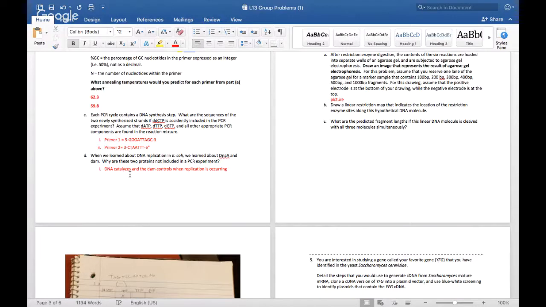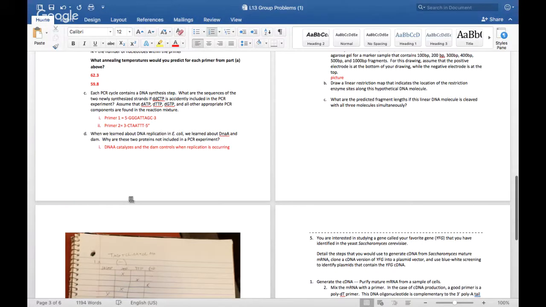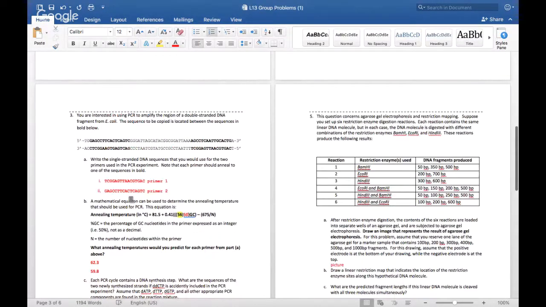Then D says, when we learned about DNA replication in E. coli, we learned about the DnaA and Dam proteins. Why are these 2 proteins not included in the PCR experiment? What I decided to put was that DnaA catalyzes initiation, and the Dam controls when replication is occurring. Forgot to put another A in there too. Okay, so hopefully that satisfies that one.